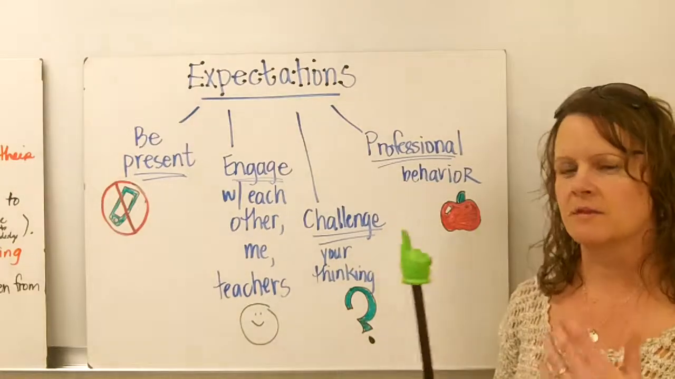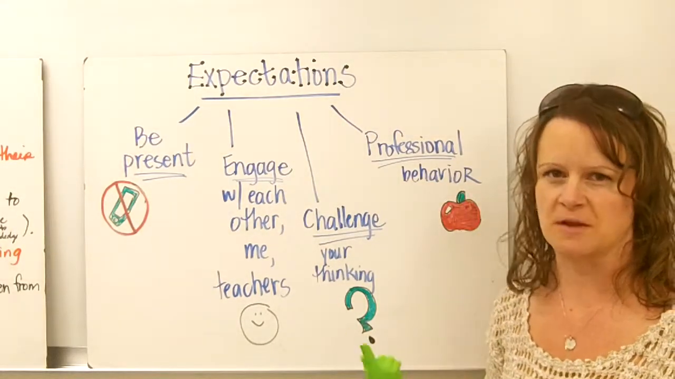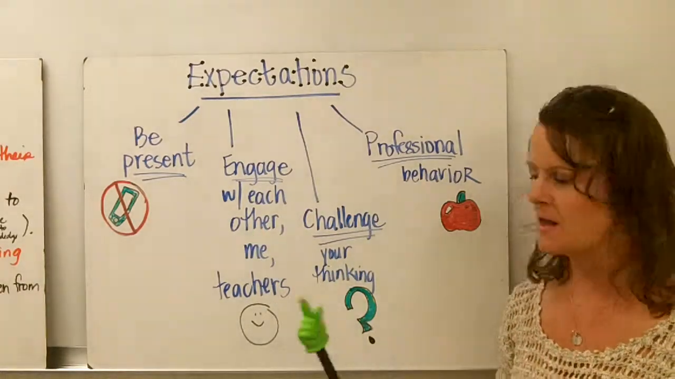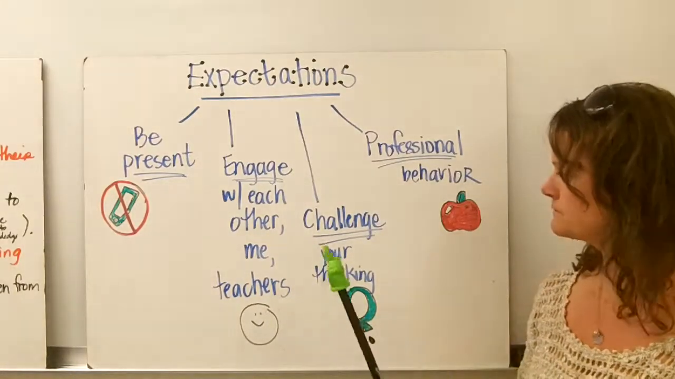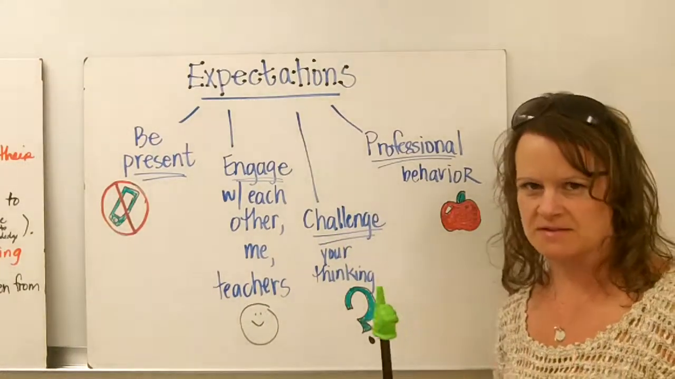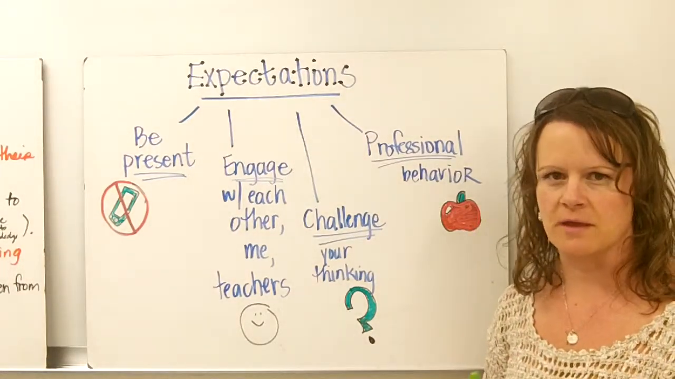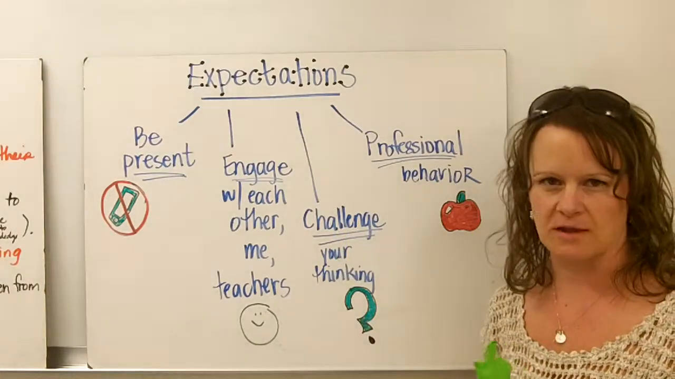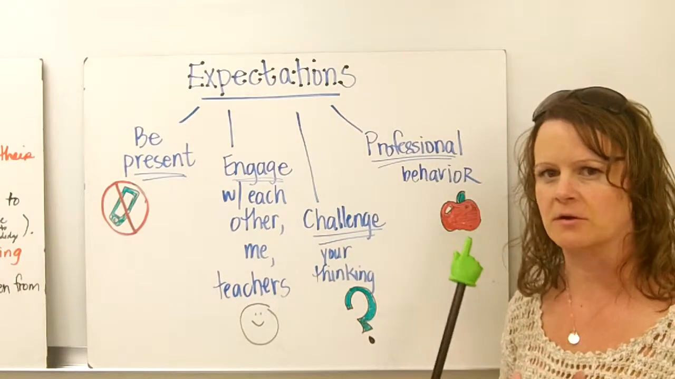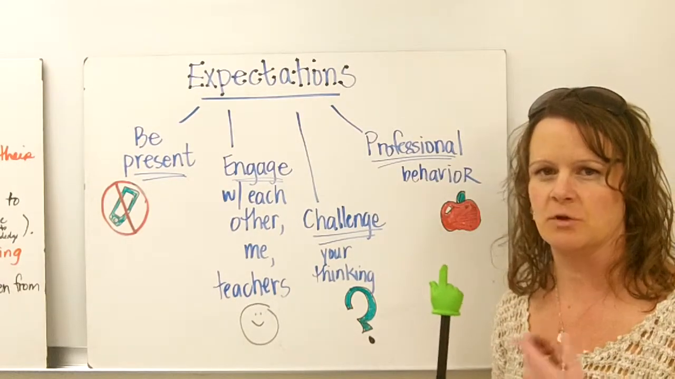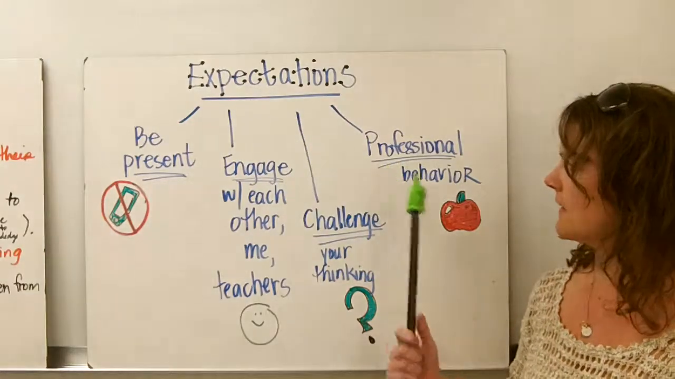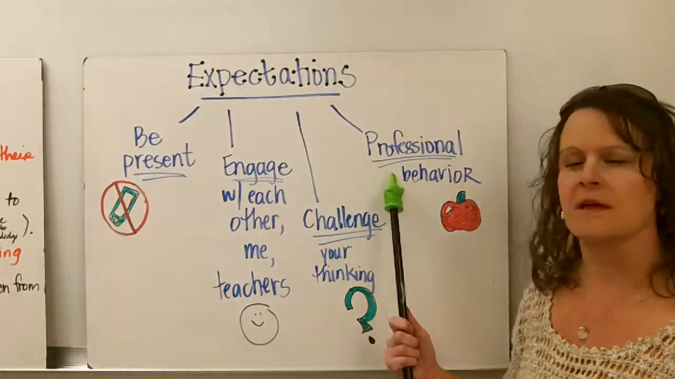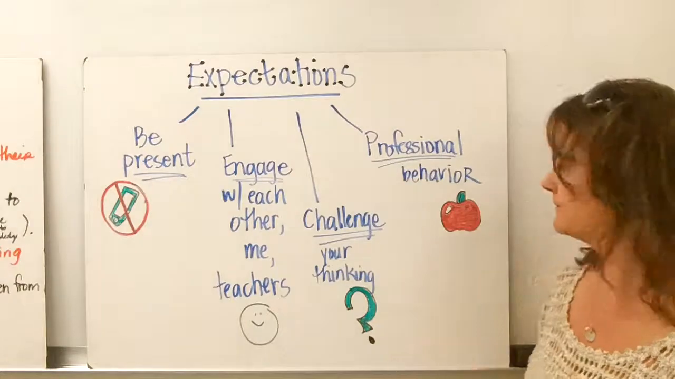Besides being present, I want you to engage with each other. And that means that you're having the difficult discussions with one another, that you're learning from each other, that you're seeking each other's point of view and advice. And I want you to engage not just with each other, but also with me and with the teachers that we're going to be working with. I want you to challenge your thinking. You might be coming into this class already with a mindset about what you think good teaching looks like, or what you think middle school teaching is all about. And I really want you to challenge your thinking during this course, and by the end of the semester, have a better grasp of what your philosophy and personal teaching style is like. And then lastly, I expect you to have professional behavior. This, of course, is a 400 level course, and I think of it as training for your professional career.